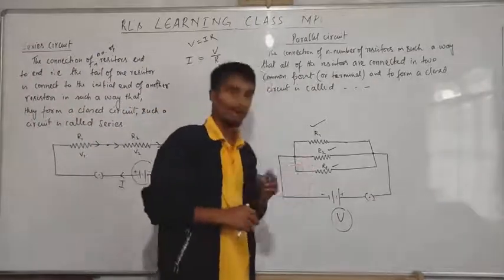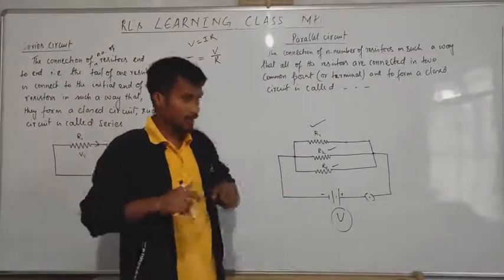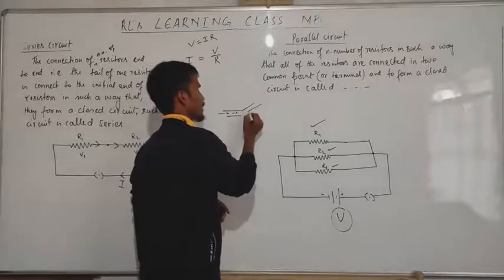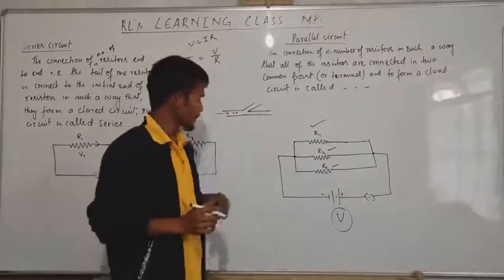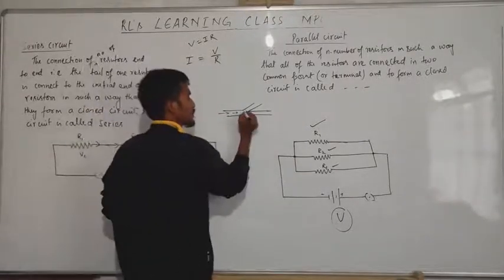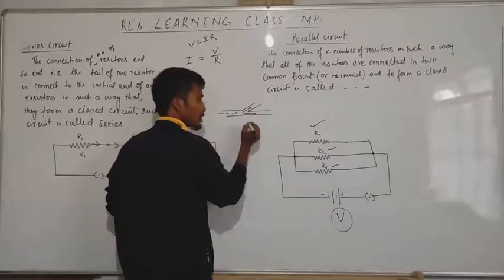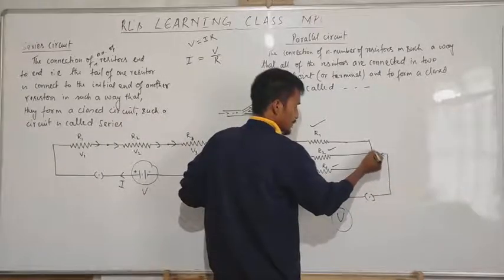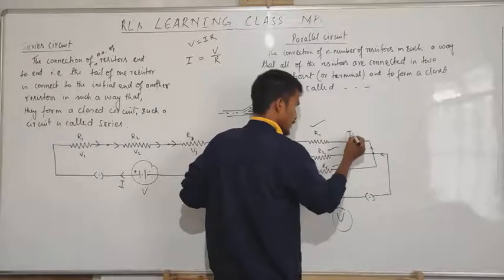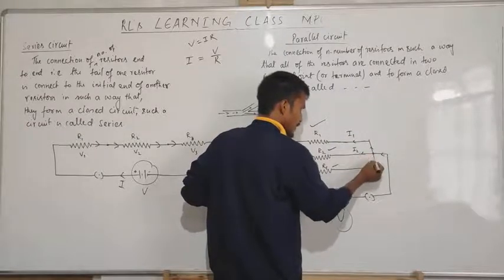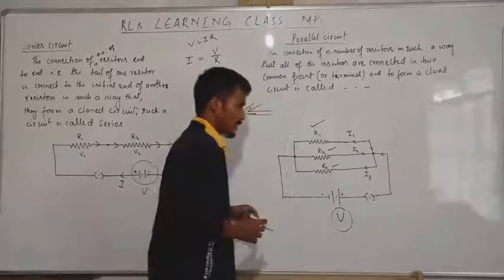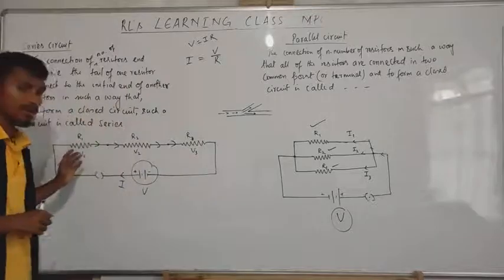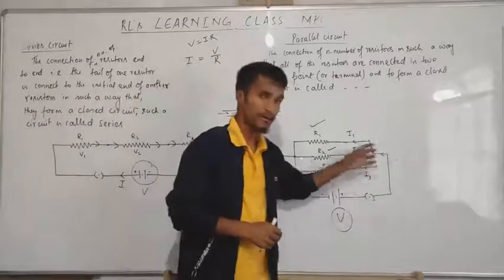But here the amount of current changes because, let's say the water is flowing here, but here there are two ways like this. Some amount of water will flow this side, some amount will flow this side. Similarly here, when current comes from here, some amount of current will flow in this direction, and some amount will flow here. Then the current here is branched, meaning it is divided. And here the current remains the same, but here the current is divided.